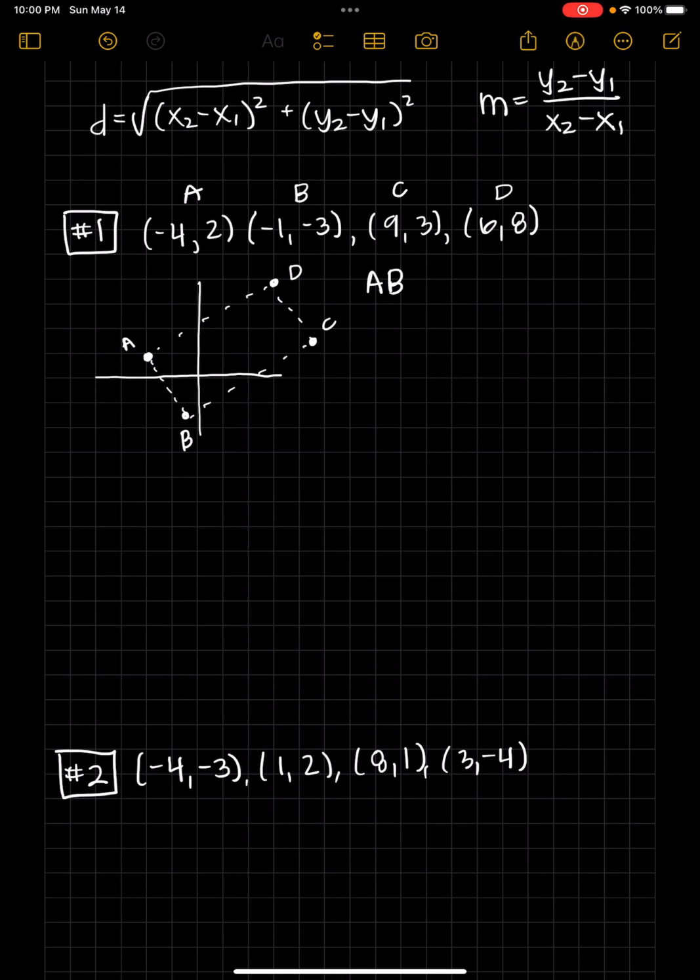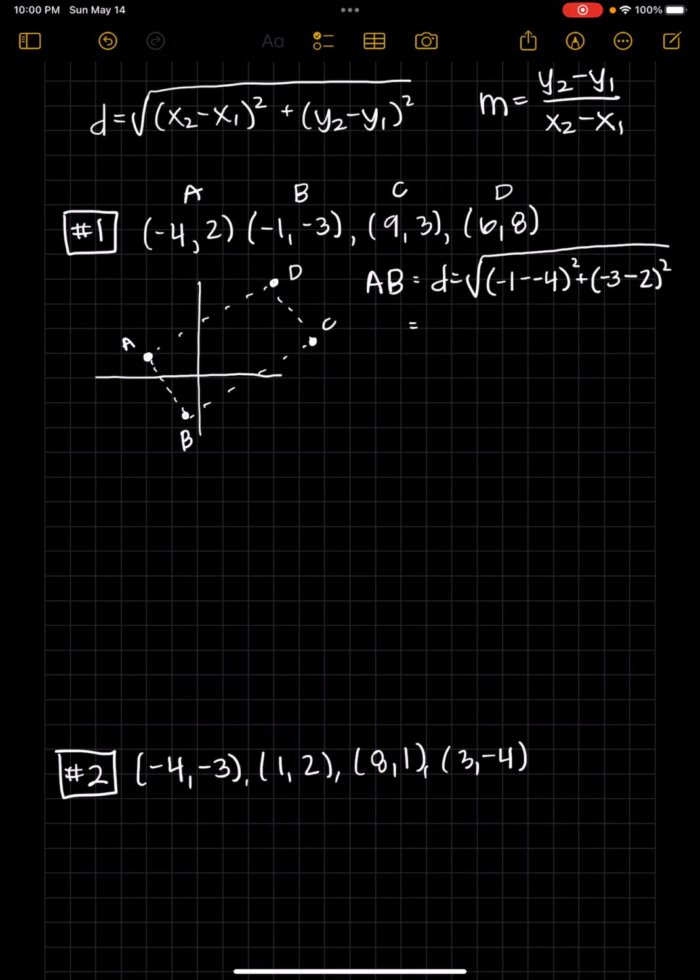And for side AB, once again, we're going to use the distance formula. So I'm going to have D is equal to the square root of x2. I'm going to use B as my second point, so x2 will be -1 minus x1, which is -4, squared, plus y2, which is -3, minus y1, which is 2, squared. All right, now I'm going to plug that into my calculator.